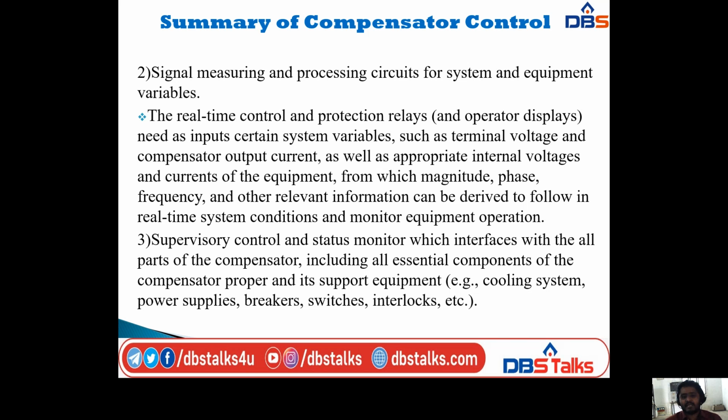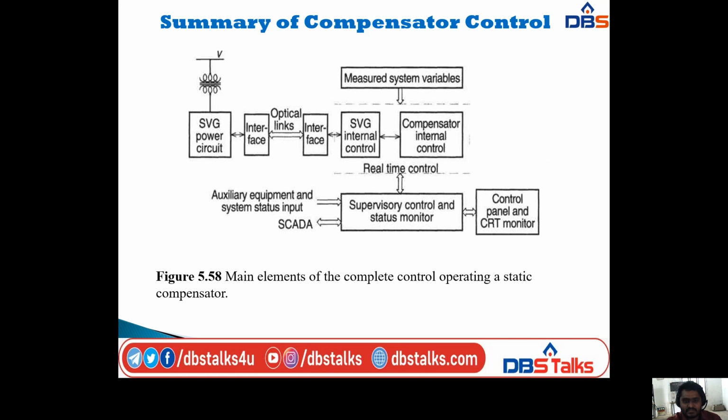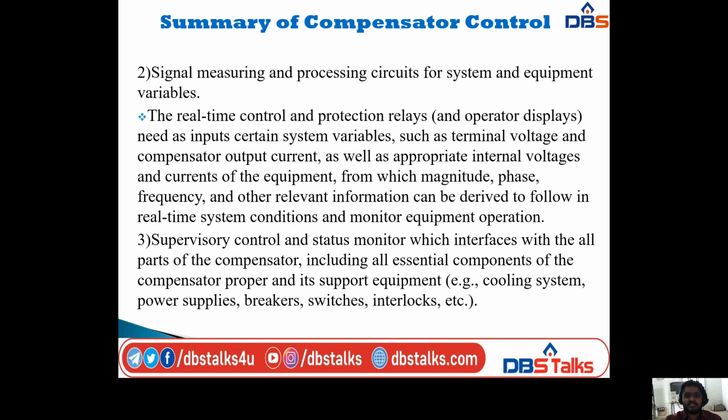Next, the second one is signal measuring and processing circuits for system and equipment variables, shown at the top of the diagram. The real-time control and protection relays need as input certain system variables, such as terminal voltage and compensator output current, as well as appropriate internal voltages and currents of the equipment, from which magnitude, phase, frequency and other relevant information can be derived to follow system conditions in real time and monitor equipment operation.